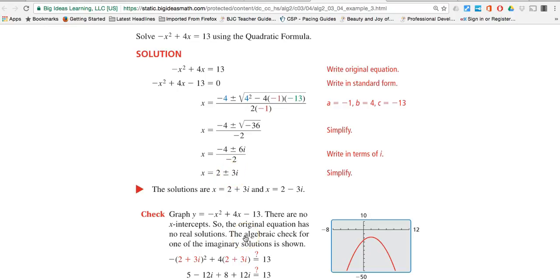What you can do is you can plug this into a graph just to check this and see. And like we talked about in class, when you have complex solutions, you're going to have no x-intercepts on this. You'll notice that this graph points down because our a value is negative, and it does not cross the x-axis, again because our solutions are complex.